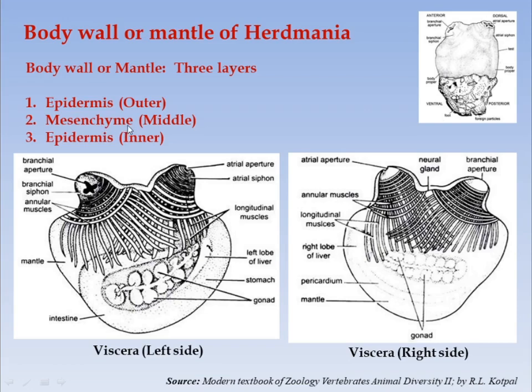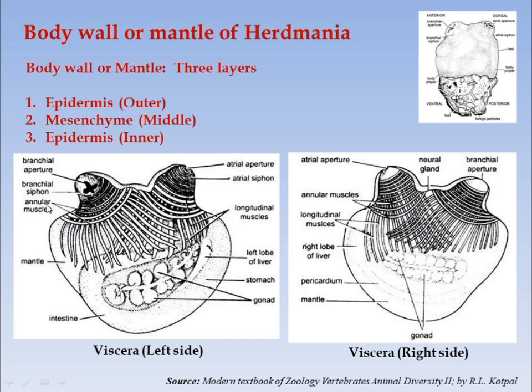मेसेंकाइम जो है वो consist होती है बहुत सारे connective tissue fibers की, जिसमें nerve fibers, muscle fibers and extensive blood sinuses present होते हैं. और इसमें जो muscle fibers होते हैं वो three types के हैं: annular muscles, longitudinal muscles and the third one is branchioatrial muscles. Now in this diagram, as you can see, first we will discuss about annular muscles.